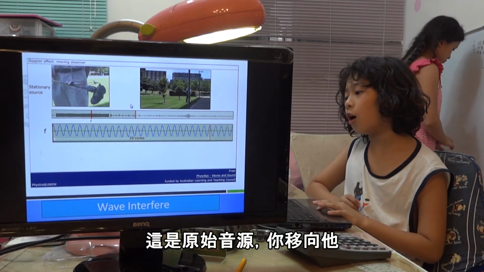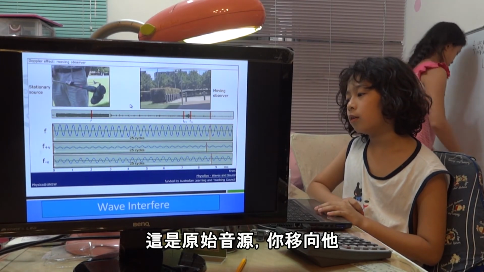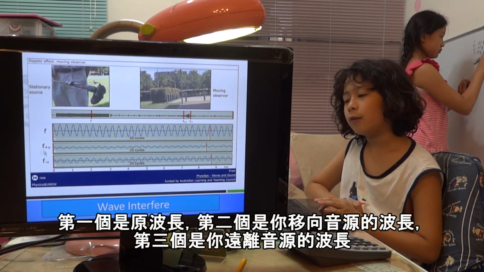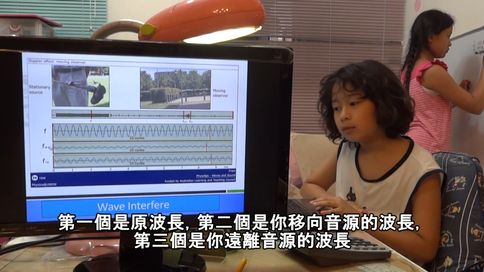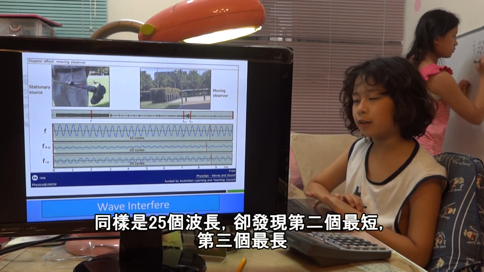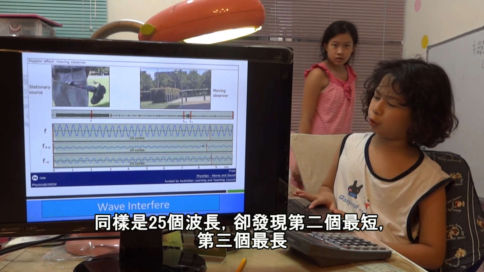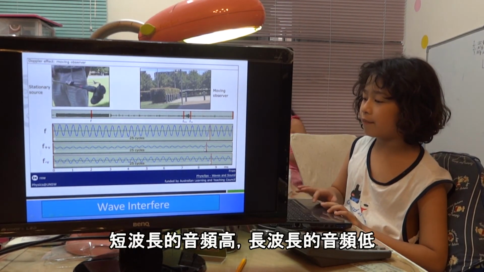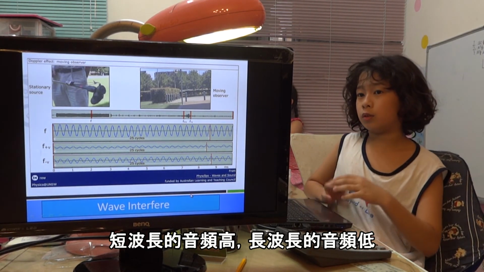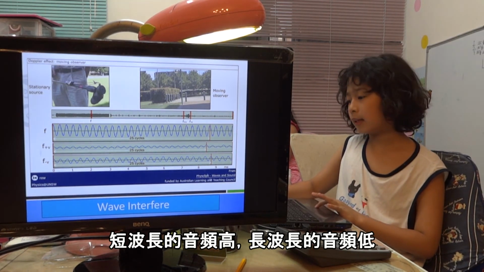Ready? Go! And you can hear it very clearly. This is the original sound source. This is when you move toward the sound source. This is when you move away from the sound source. We can find they both have 25 cycles. These have a longer wavelength, those have a shorter wavelength. So a shorter wavelength has a higher frequency at the same speed, and a longer wavelength has a lower frequency. So it's lower pitch, and it's higher pitch, like that.